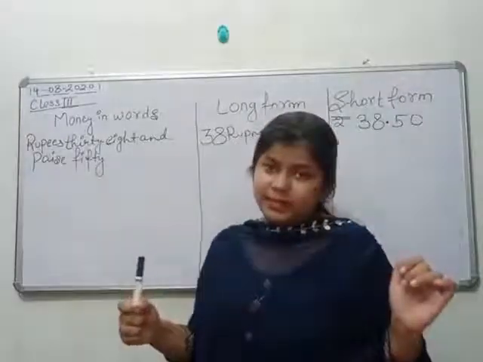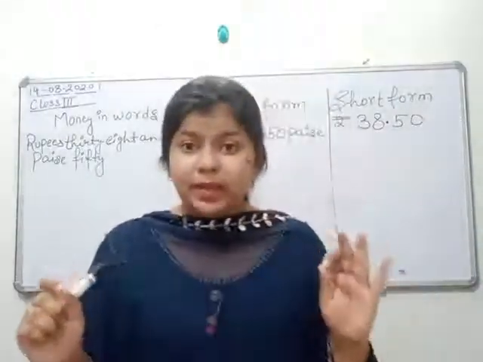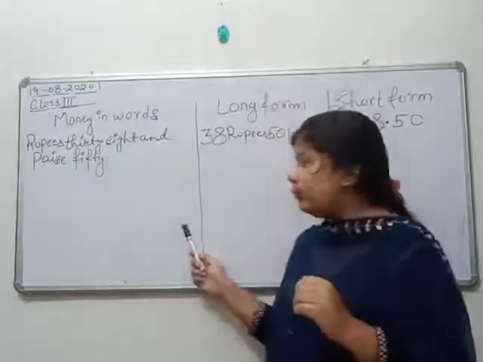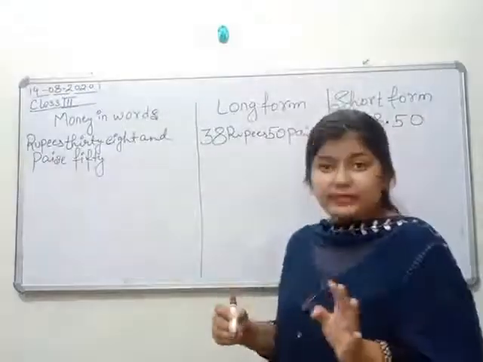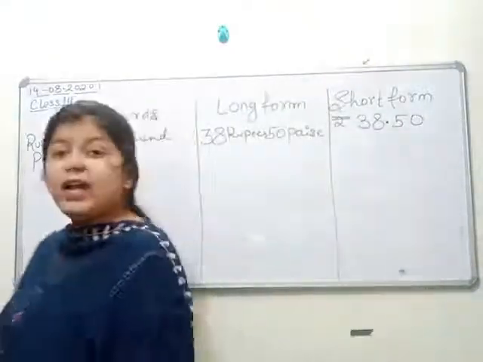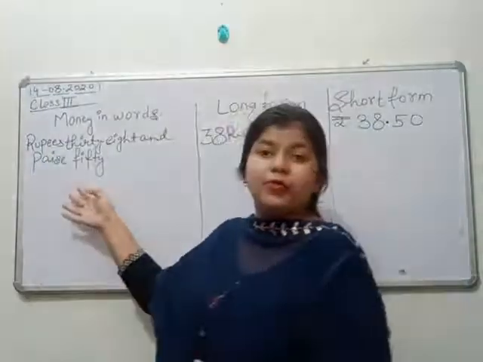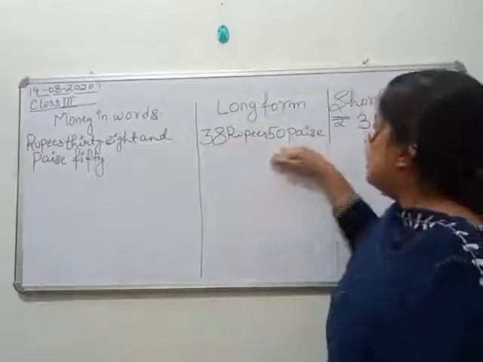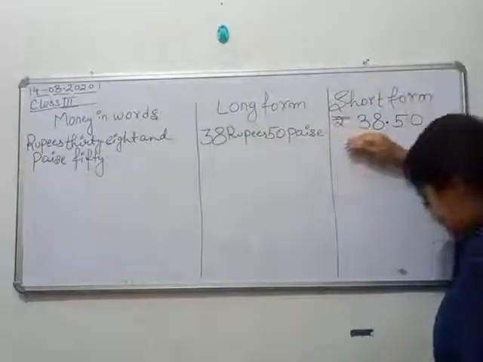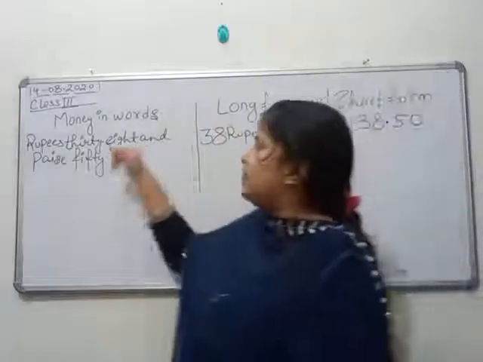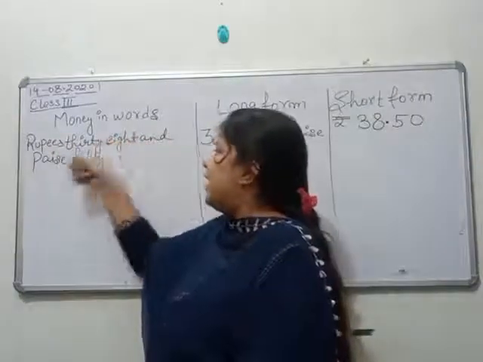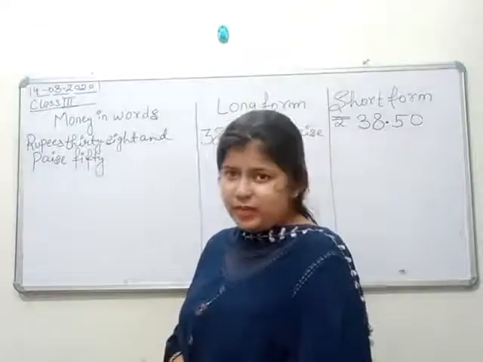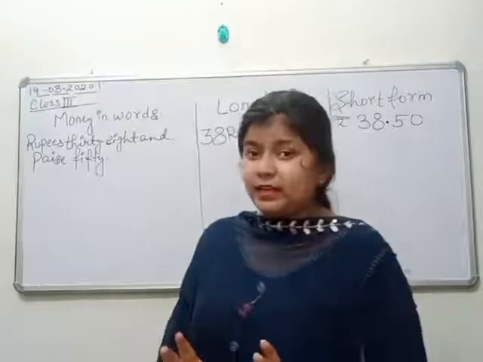That means words में जब हम लिखते हैं तो हम किसी भी number को sign में denote नहीं करते. जैसे rupees का sign हमने नहीं लगाया, हमने उसको पूरे words में denote किया. ठीक है. So 38 rupees and 50 paise, and here we have written rupees 38 and paise 50. Got it? This much is clear to you all?